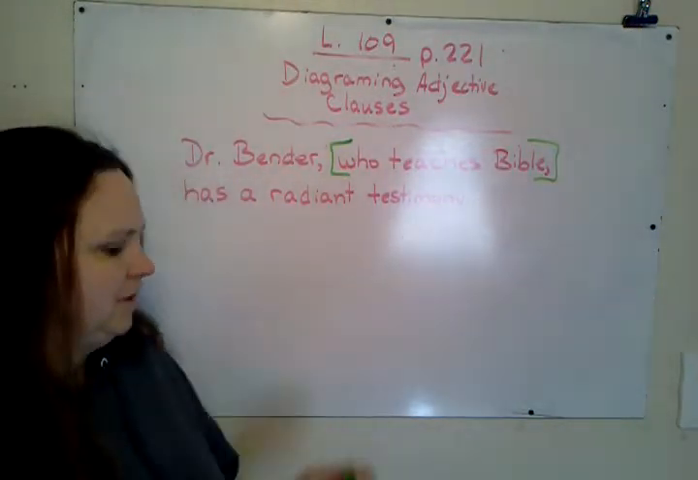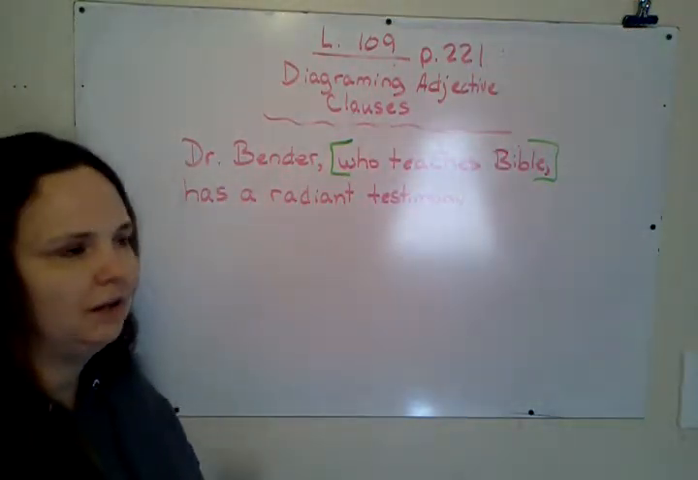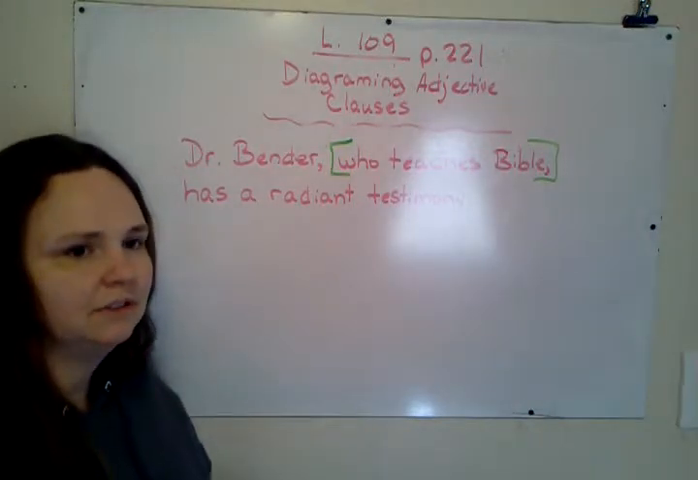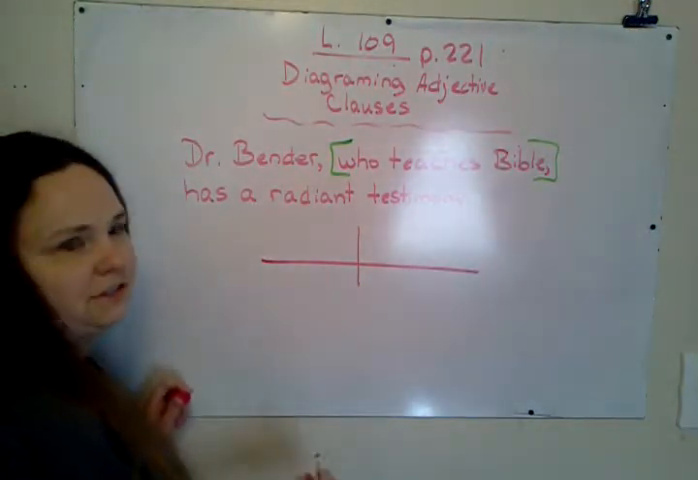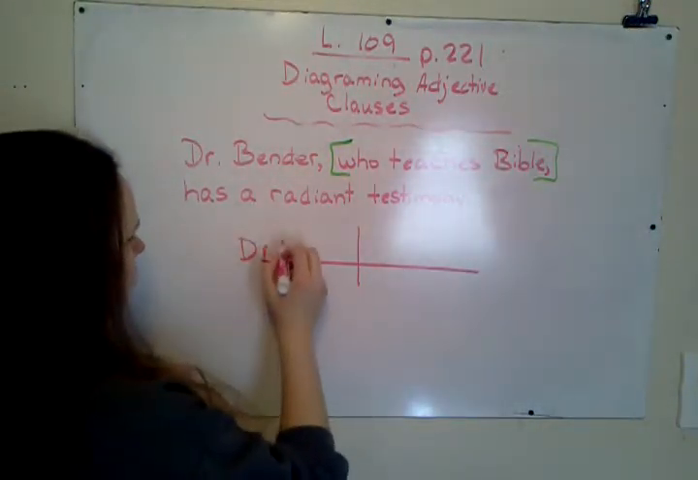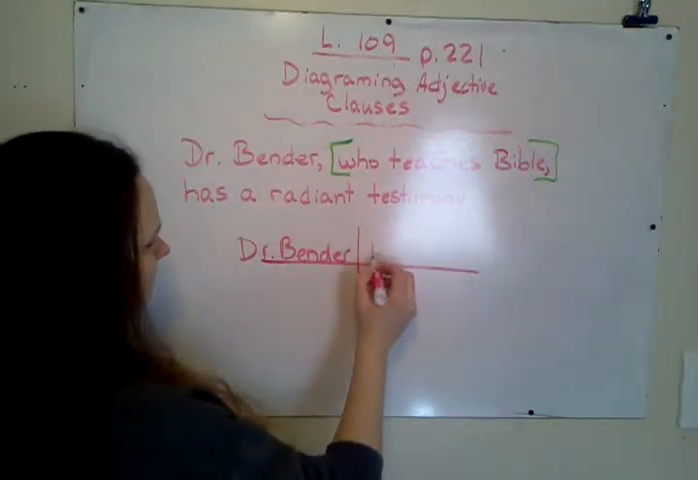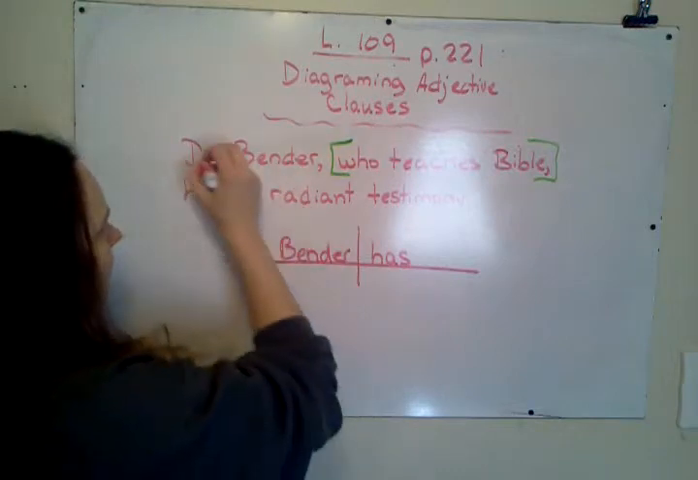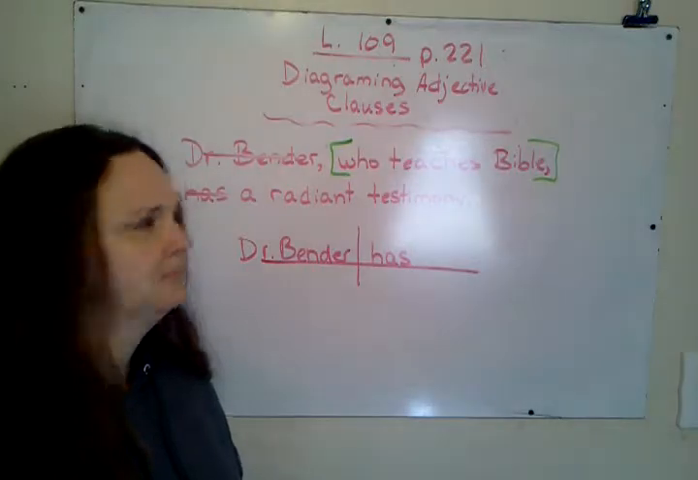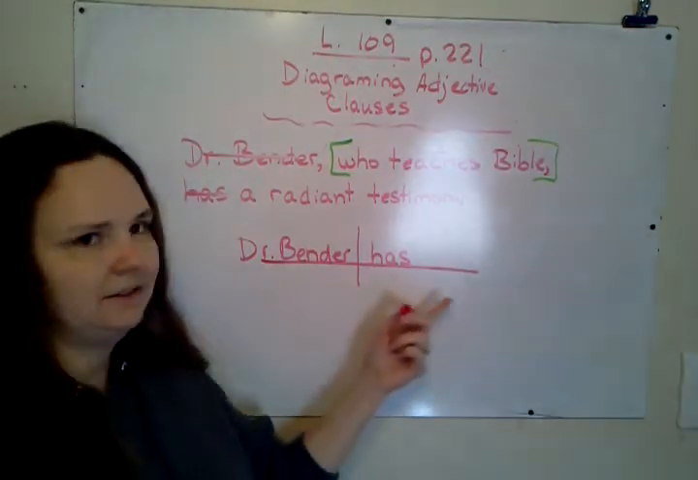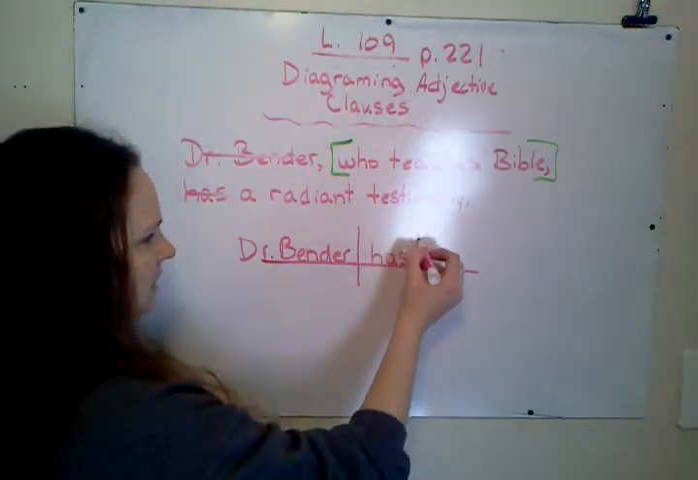So let's start by diagramming the main sentence. Dr. Bender has a radiant testimony. When I diagram something, first I look for the subject and verb. And the subject is Dr. Bender. And the verb is has. So I've done this word and I've done this word. What do I do with a radiant testimony? Well, Dr. Bender has who or what? He has testimony. So testimony is a direct object.